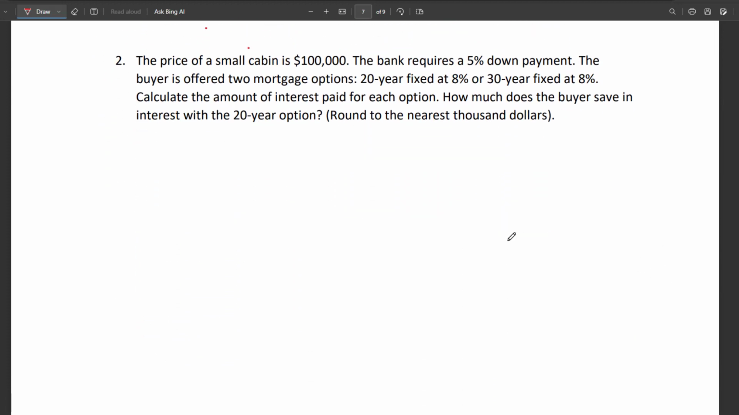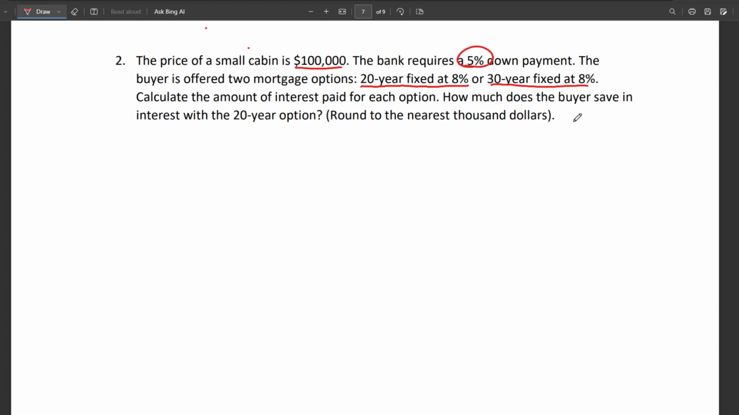All right, the next question. We are going to compare two different options. It says the price of a small cabin is $100,000. The bank requires a 5% down payment. The buyer is offered two mortgage options, a 20-year fixed rate at 8% or a 30-year fixed rate at 8%. Calculate the amount of interest paid for each option and how much does the buyer save with the 20-year option.